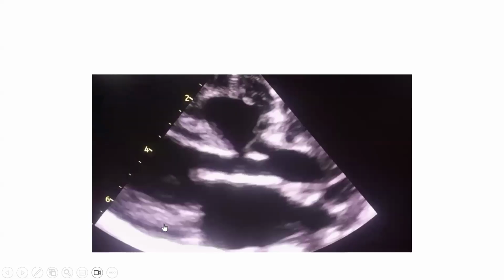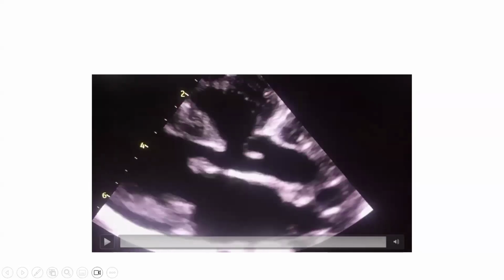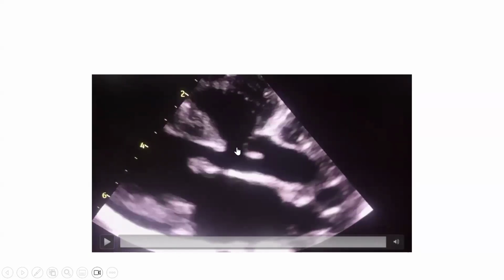Okay, so this is a parasternal long axis view. And then we can also see another VSD in the parasternal long axis view: the left atrium, left ventricle, the left ventricular outflow tract, and then the VSD that is in close proximity with the aortic valve. So these are the kind of VSDs that can lead to a prolapse of the non-coronary or right coronary cusp into the VSD and cause severe AR.